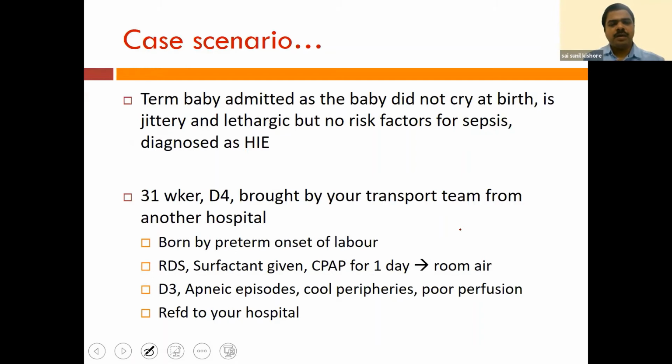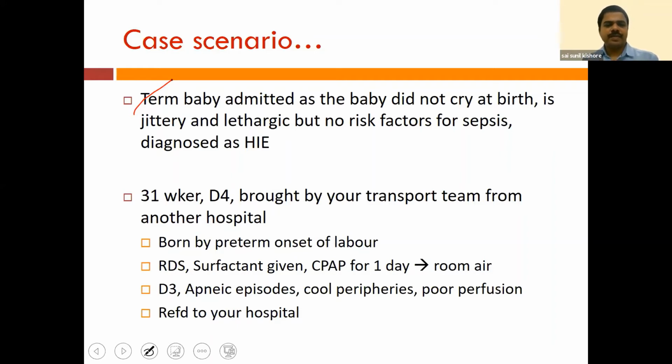So again, I'll start with a case scenario to take a decision on starting antibiotics in NICU or SNCU, which antibiotic, and how long. We have one case scenario: a term baby admitted because the baby didn't cry at birth. The baby is jittery and lethargic, but there are no other risk factors for sepsis, and is diagnosed as probably HIE stage 1, as the baby had an irritable cry subsequently in the first 24 hours. So probably HIE stage 1 is the clinical diagnosis. So that is one scenario.